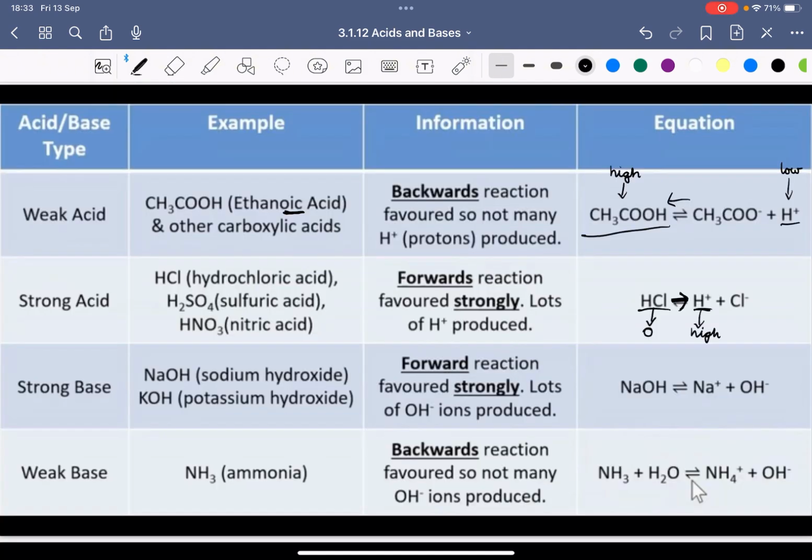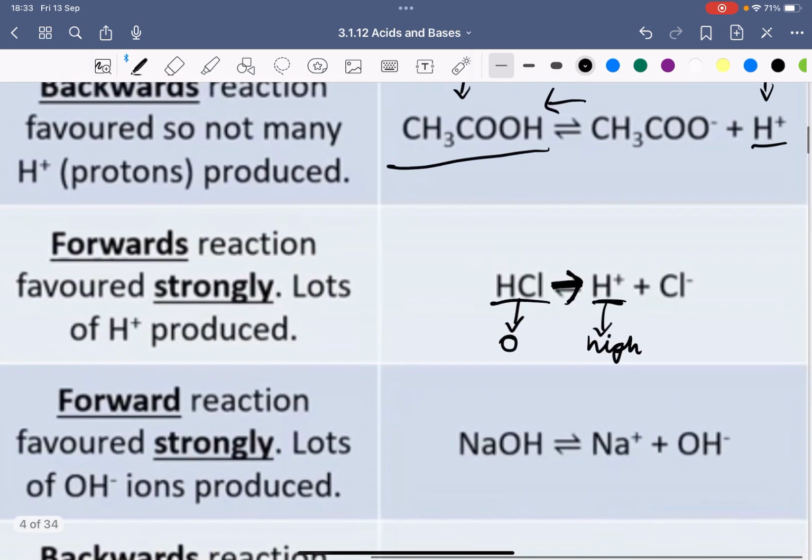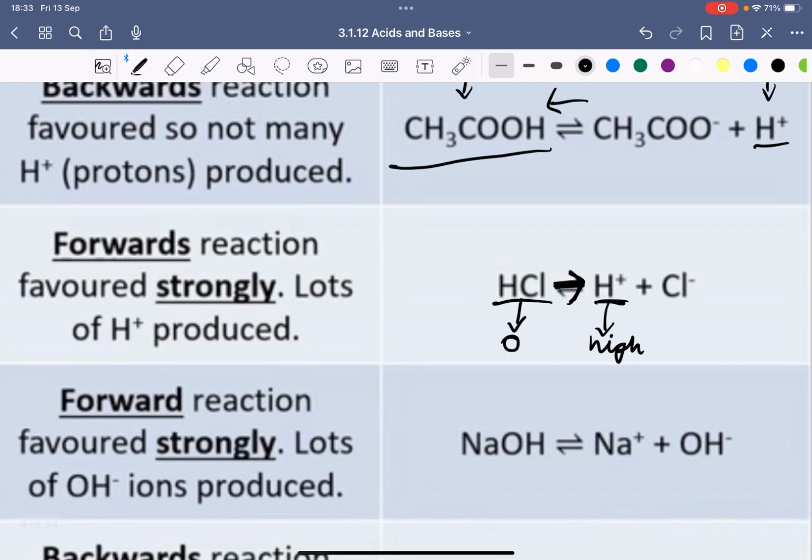Now a strong base is basically any base with an OH- ion, like this. Now these are similarly in this forward direction, like this. And this is because these are ionic compounds. So when you put an ionic compound in water, they split very easily or dissociate very easily. And this means there's going to be a high concentration of OH- ions, and basically a concentration of 0 for the NaOH once the reaction is fully completed.